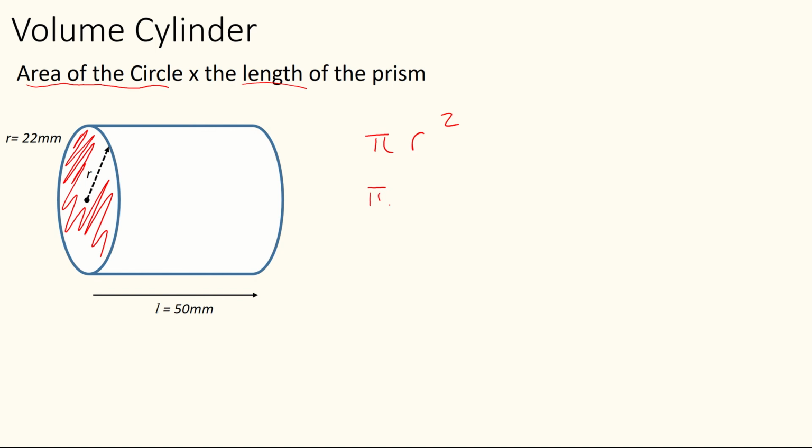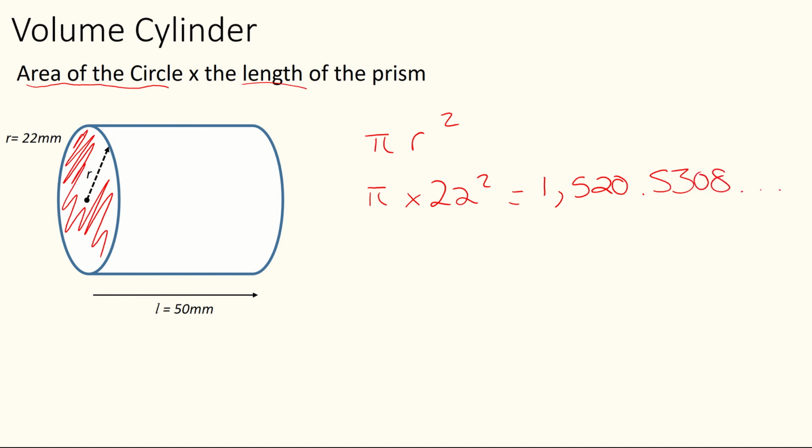So pi times the radius is r, it says r equals 22 squared. I mean, that's going to be a big number, isn't it? 22 squared. So pi times 22 squared is 484. Altogether is 1,520, and then it's point blah, blah, blah, blah, blah, blah, blah.